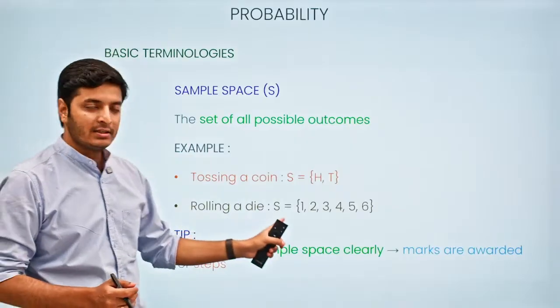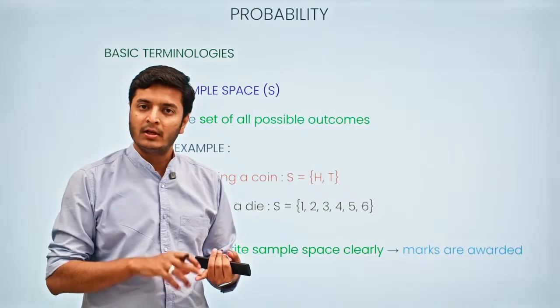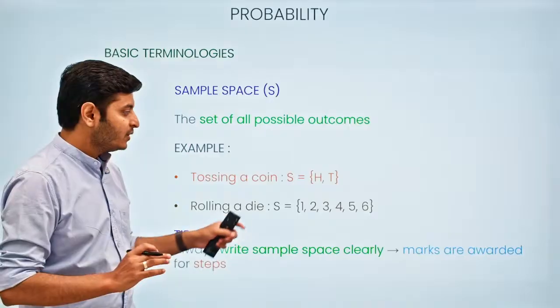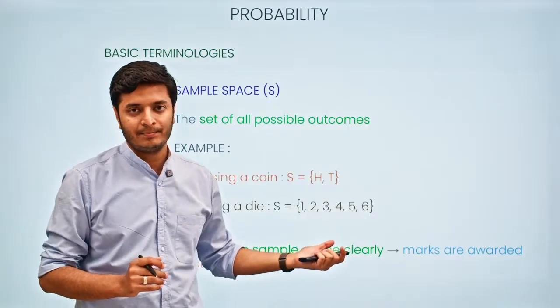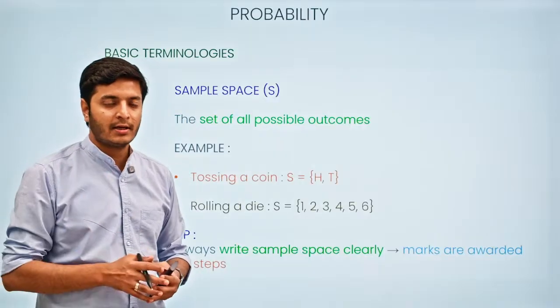Rolling a die, these outcomes could be either it can show one face up, 2, 3, 4, 5 and till 6, right? Not more than 6, not lesser than 1. So this is the sample space you can expect when you are rolling a single die.